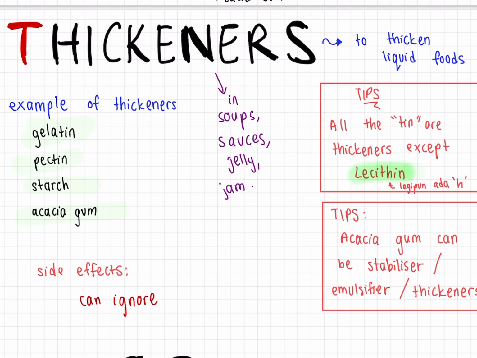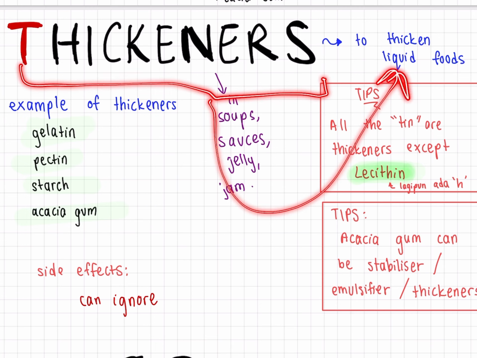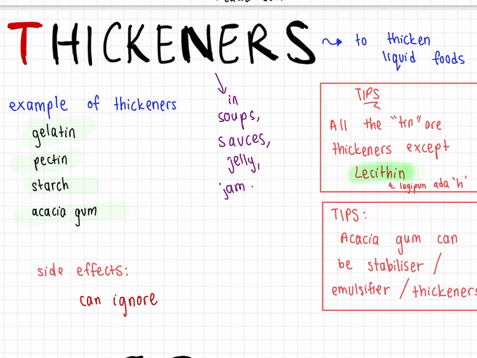Moving on, we have thickeners. So what's the purpose of it? Well, it's quite self-explanatory. It's to thicken the liquids of food. So an example of thickeners is anything that ends with tin, starch as well, and acacia gum. Thickeners can be found in soups, sauces, jellies, and jams.